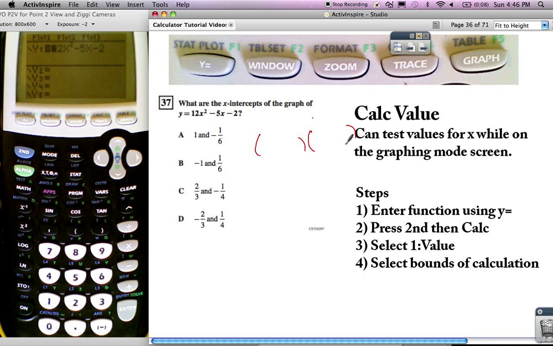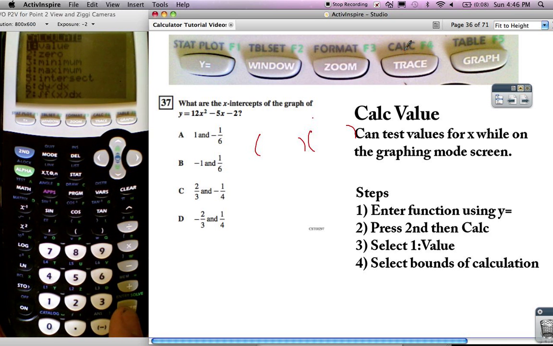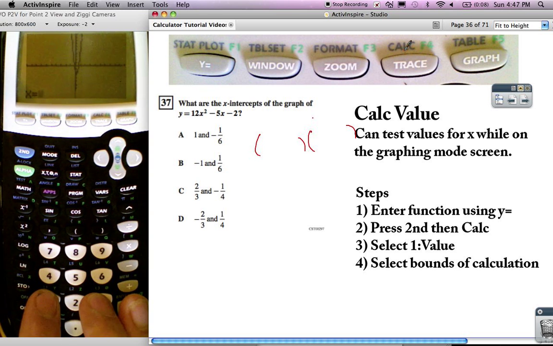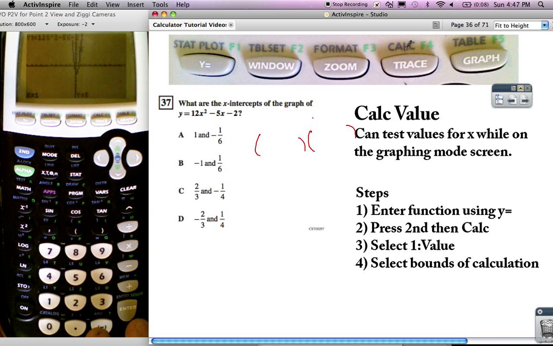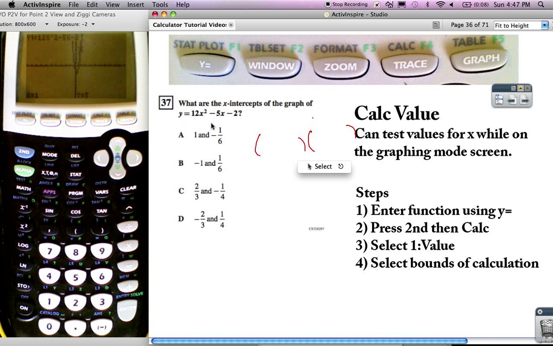If you look at the top, it's hidden right now. Hold on. At the top, see the calc value? If you hit second calc on your calculator, you can calculate individual values for the function that is entered. So if I hit enter here, now I can say, alright, for this function, if x is 1, and look, it tells me where y is. So see where it shows me right there?